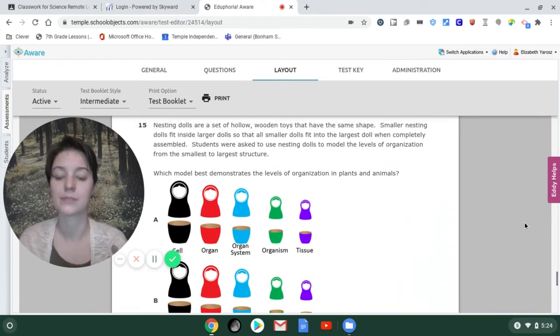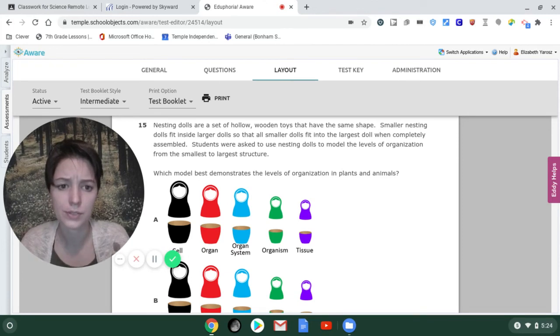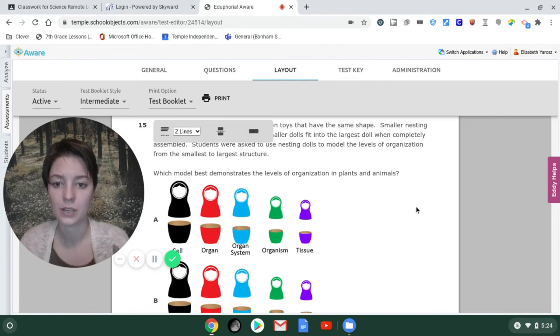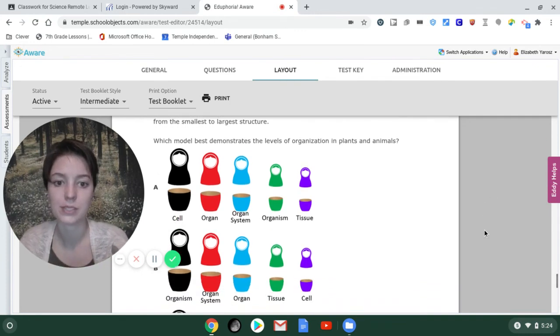Finally, last one, which y'all have seen before on a quiz. Nesting dolls are a set of hollow wooden toys that have the same shape. Smaller nesting dolls fit into larger dolls. Students are asked to use nesting dolls to model the level of organization from smallest to largest structure. Which model best demonstrates the level of organization in plants and animals?